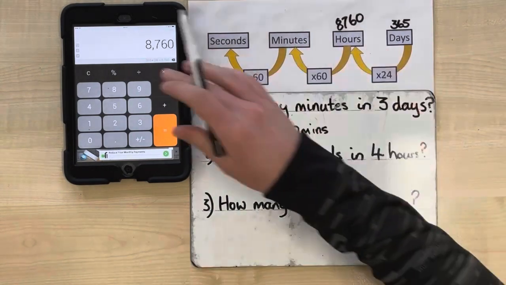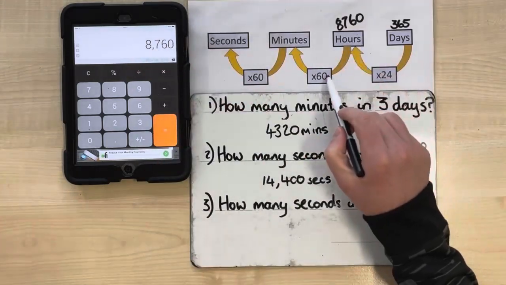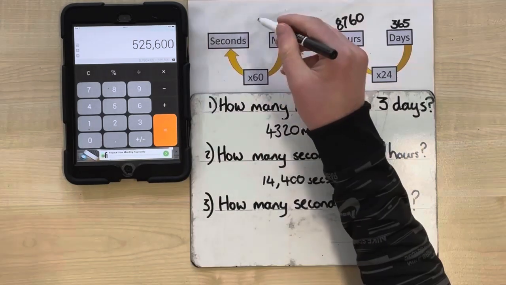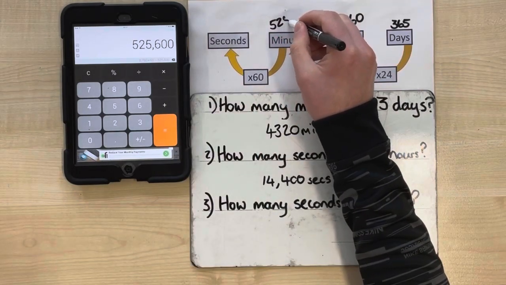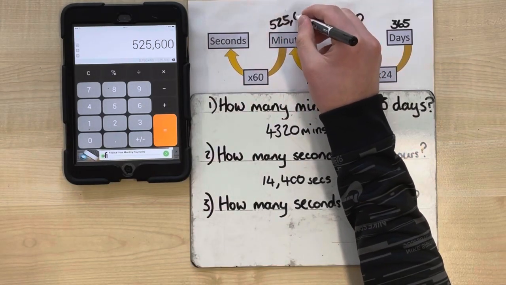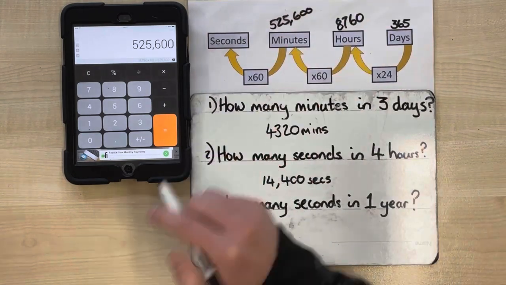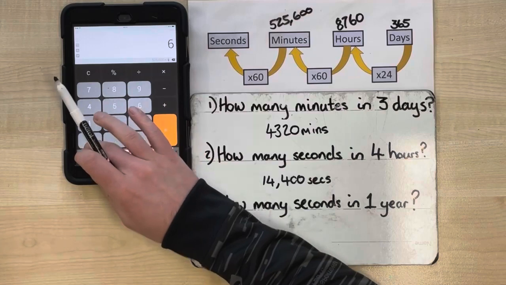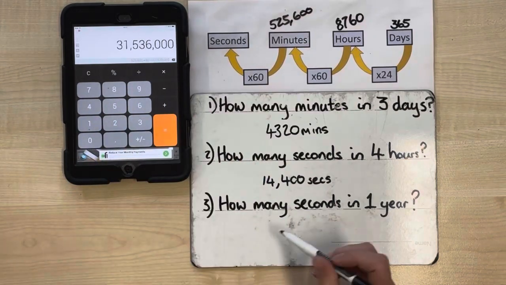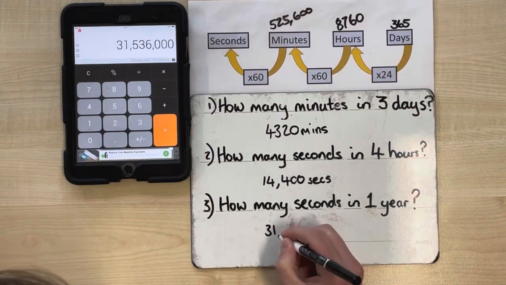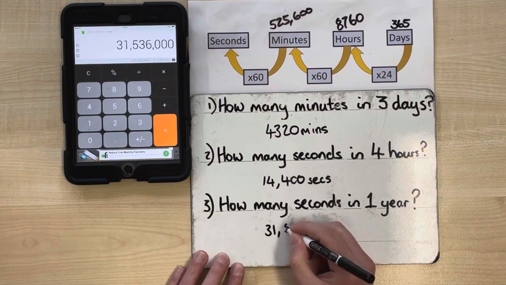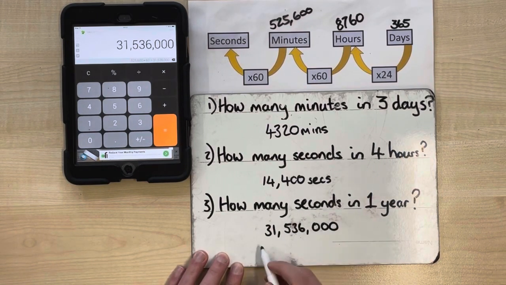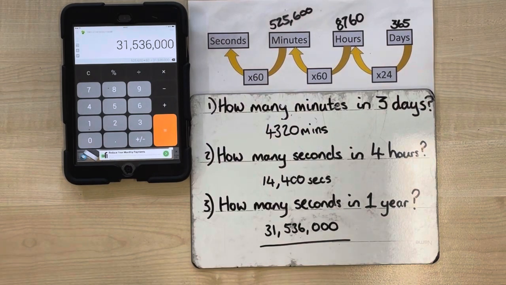Then I'm going to do this number, which is still in my calculator. I'm going to times that by 60 to get it into minutes, which is 525,600. And then finally, to get into my seconds, I just need to multiply that number by 60 again, which will give me, here we go, 31,536,000. So that is how many seconds are in one whole year.